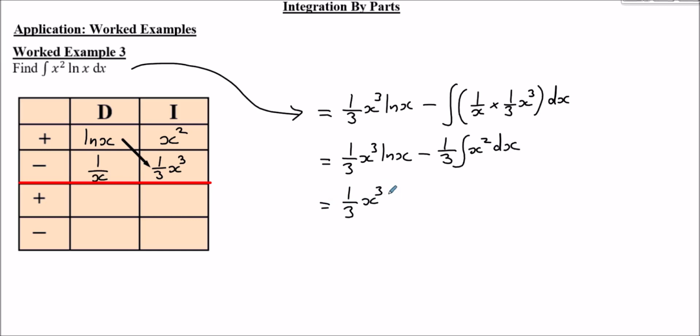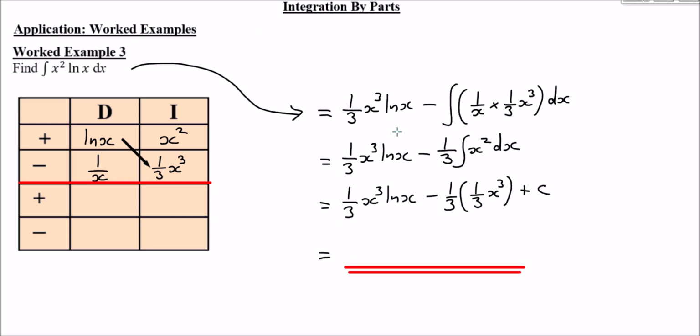Simplifying next, I've got 1/3 x cubed ln x minus 1/3 x squared integrates to 1/3 x cubed, plus of course the constant of integration. And finally, to simplify, I'll get my underlining ready. That then gives me 1/3 x cubed ln x. 1/3 times 1/3 is a ninth, so I've got minus 1/9 x cubed plus c.